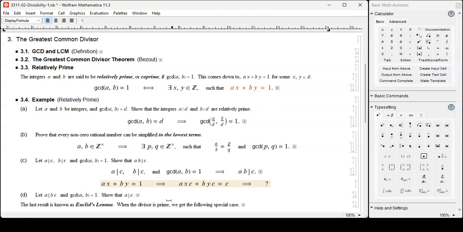How will that help? Well, we got c, and then we want to prove c is divisible by a times b. So the left-hand side will be a times b times some integer, which is c. That's our basic goal. So what do you get here? Any idea? I'll stop here.